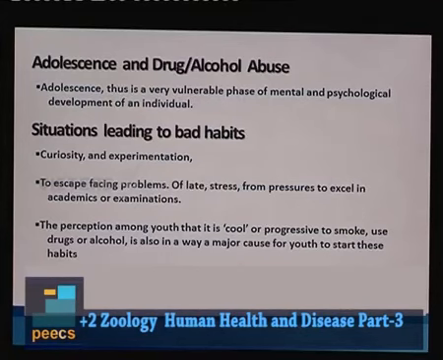What are the different situations leading to these bad habits? First, curiosity or experimentation. Usually in adolescence they will have a curiosity or they will try to experiment with things. Second, to escape from facing problems, sometimes stress from pressures to excel in academics or examinations. And also as a third point, some persons think that it is very cool or progressive to smoke or to use drugs or alcohol. So, that is a misconception.